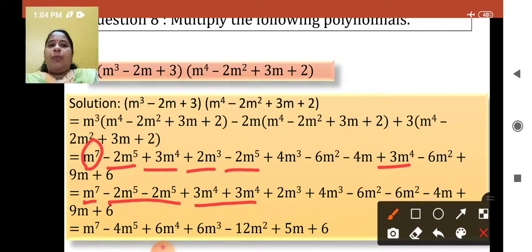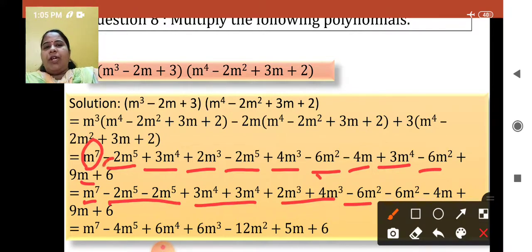Then 2m cube plus 2m cube and plus 4m cube. They are written together. After cube, square: minus 6m square, minus 6m square. They are written together. After square, m. There is only one term, so that is written as it is, and one more term, that is minus 4m. So minus 4m and plus 9m are written together.